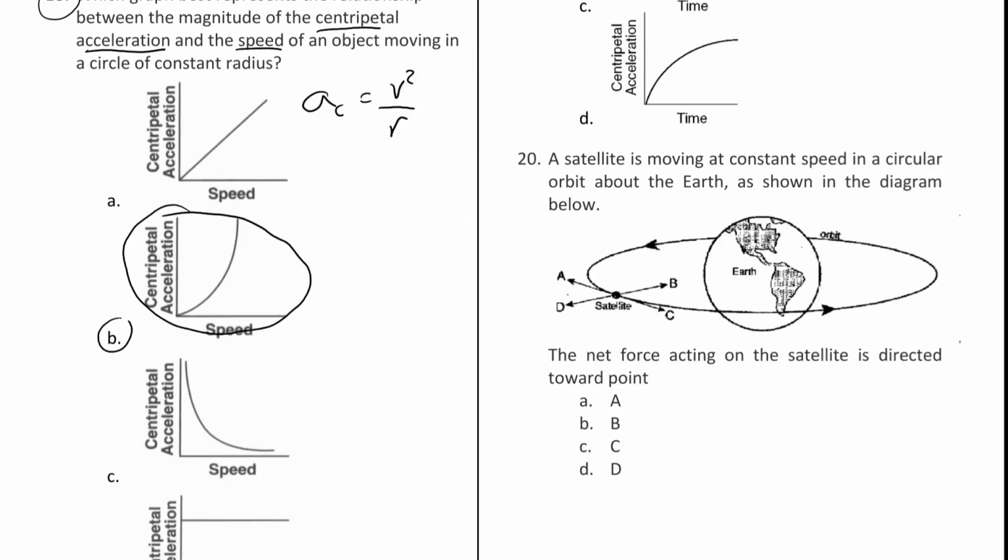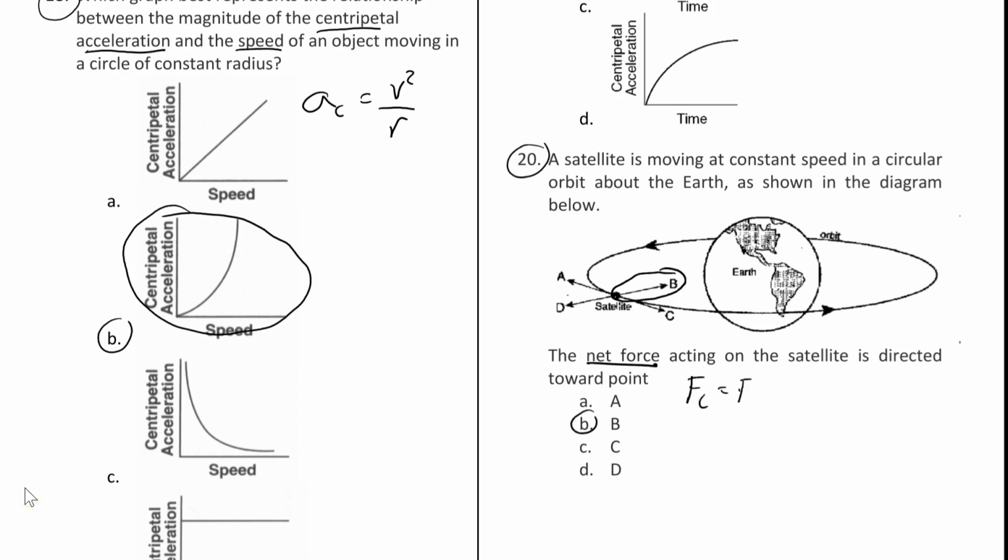Nope. Number 20. A satellite is moving at a constant speed in a circular orbit about Earth as shown in the diagram below. The net force acting on the satellite is directed towards which point? Remember, net force is the centripetal force. The centripetal force is the net force. So the centripetal force always acts towards the center of the circle. So it's going to be choice B.